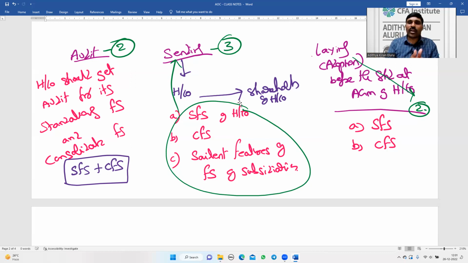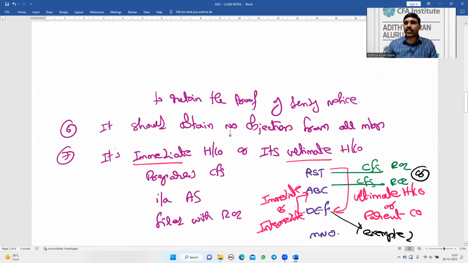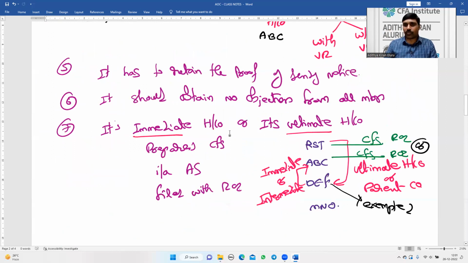When we are doing the audit, we have to do the audit for both standalone and consolidated financial statements. When we are sending to shareholders, we have to send standalone, consolidated, plus salient features of financial statements of subsidiary. Laying, before the AGM: standalone financial statements as well as consolidated financial statements. So these are all complete about consolidated financial statements. In the next lectures, we'll discuss the board report. Okay, thank you.